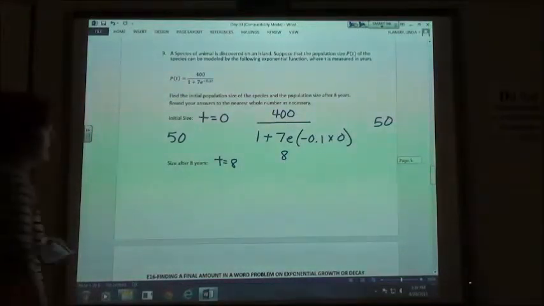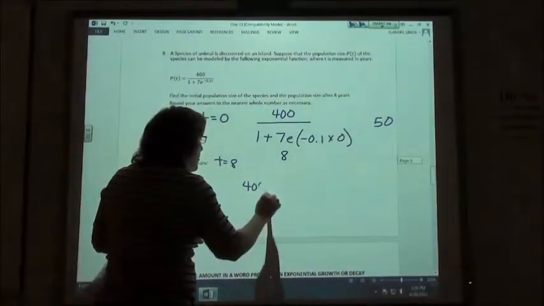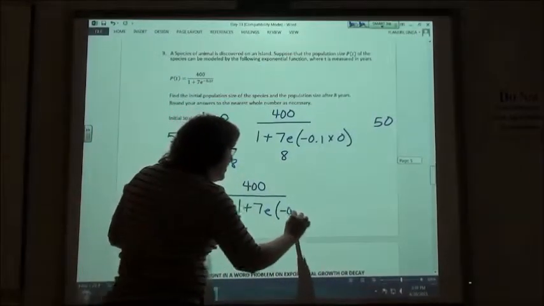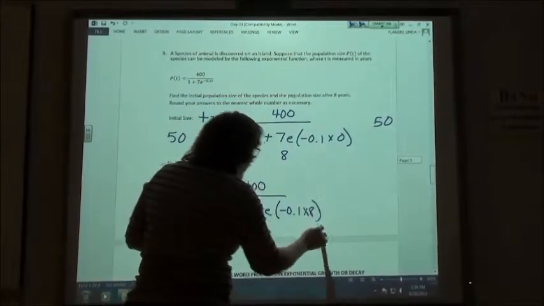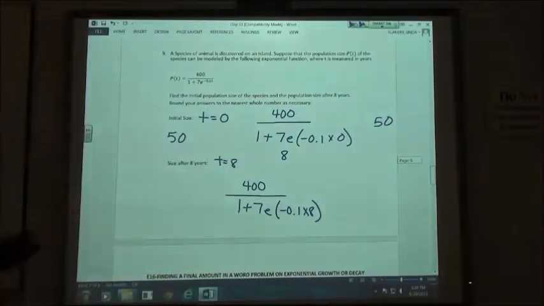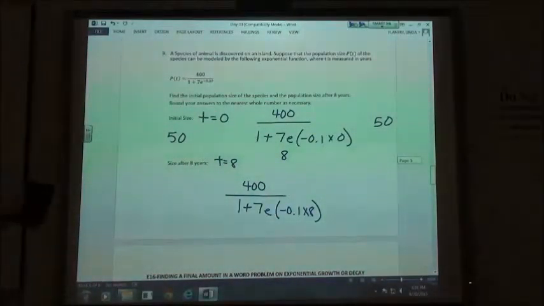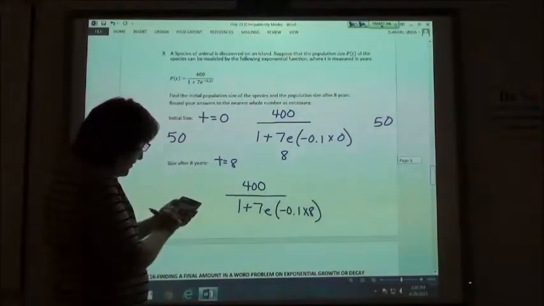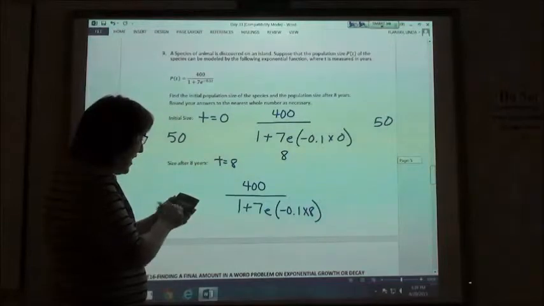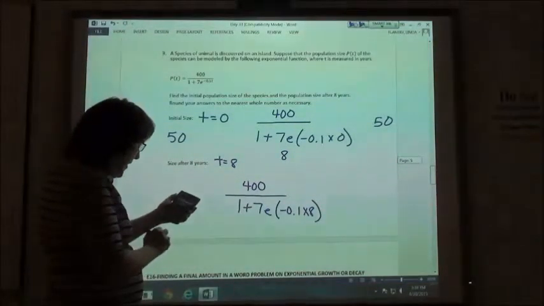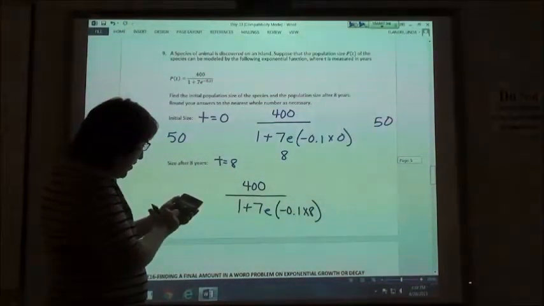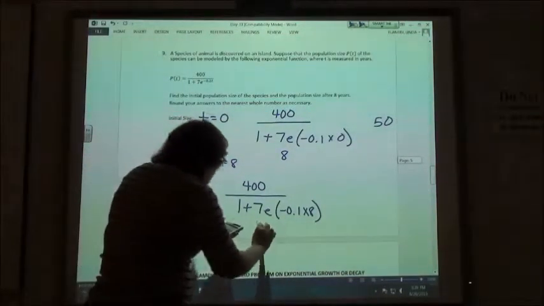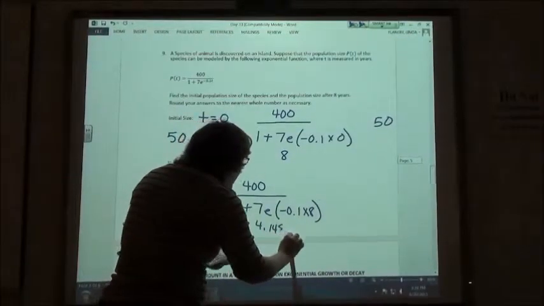Now I'm going to do the 8. 400, 1 plus 7e to the negative 0.1 times 8. Now this is probably going to give us some crazy decimal, but I'm going to tell you what we're going to do with that. So here's what we're going to do. First of all, do the bottom. 1 plus 7, shift natural log to get the e, and in parentheses, negative 0.1 times 8. Close my parenthesis. On my calculator, I'm getting 4.145 dot, dot, dot.